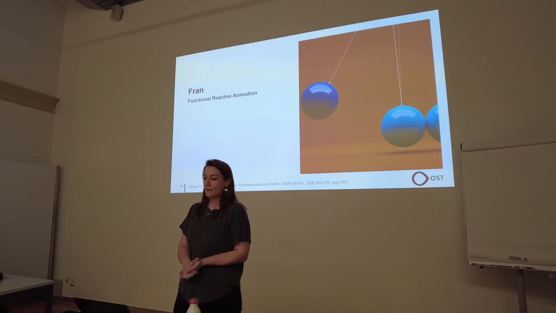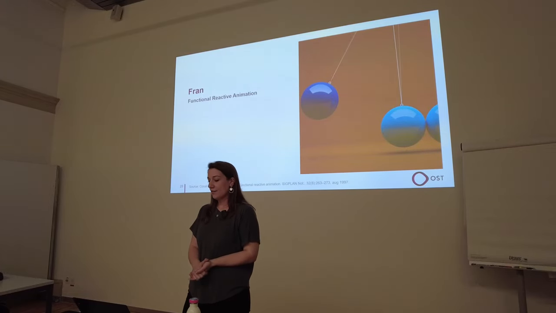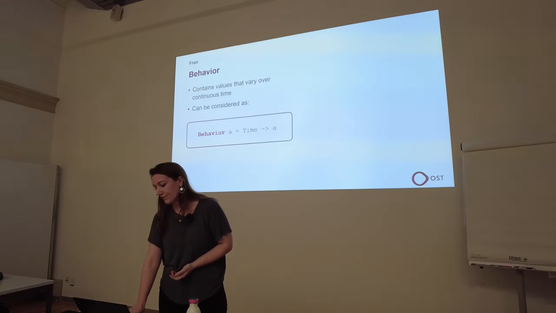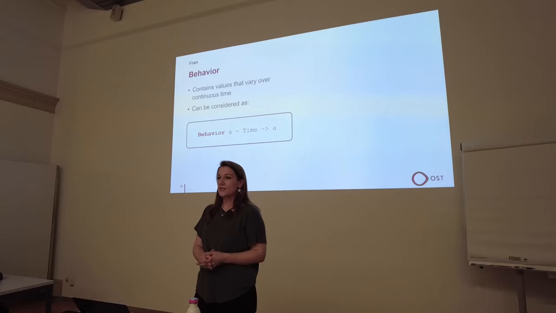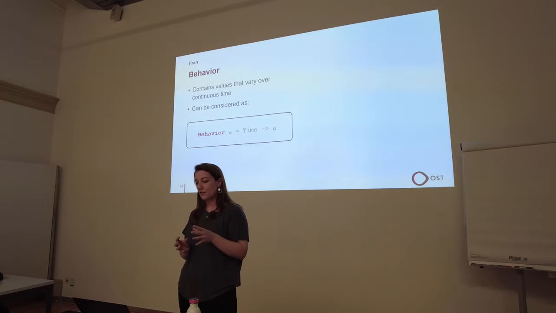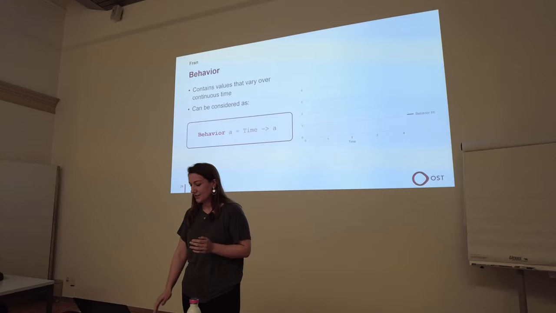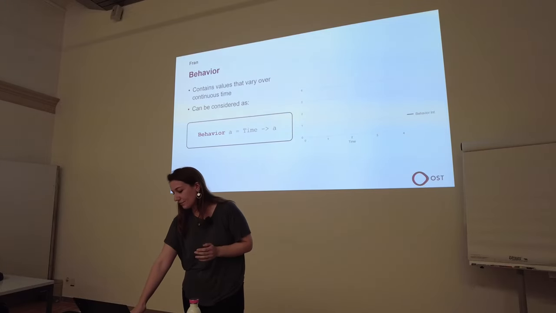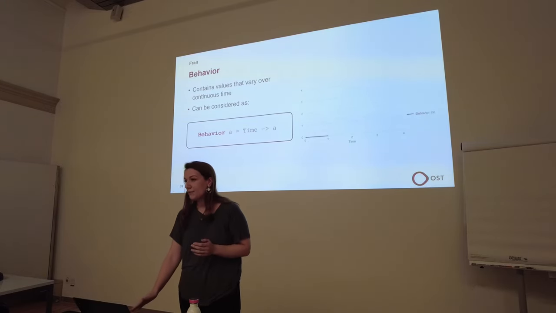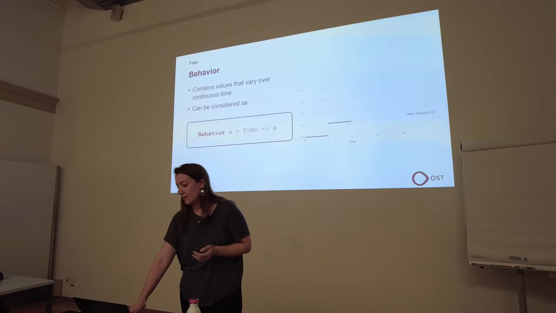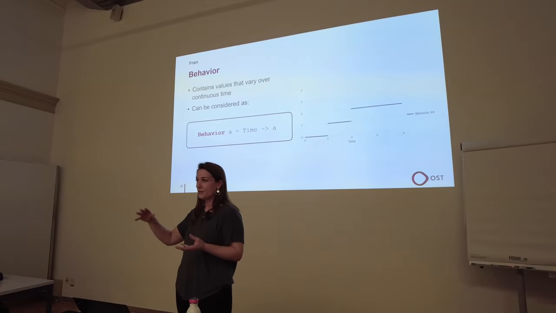To learn more about FRP, let's start with FRAN. There are two important concepts there, behavior and event. Behavior contains values that vary over continuous time. So it can be considered as a type that maps time to a value. I tried to visualize this. You have your time and the behavior of integer, which is first 0, then it's 1, then it's 2. So it varies over the time.